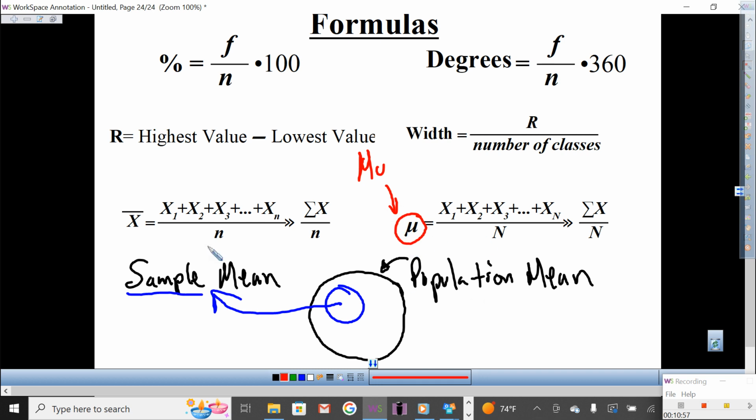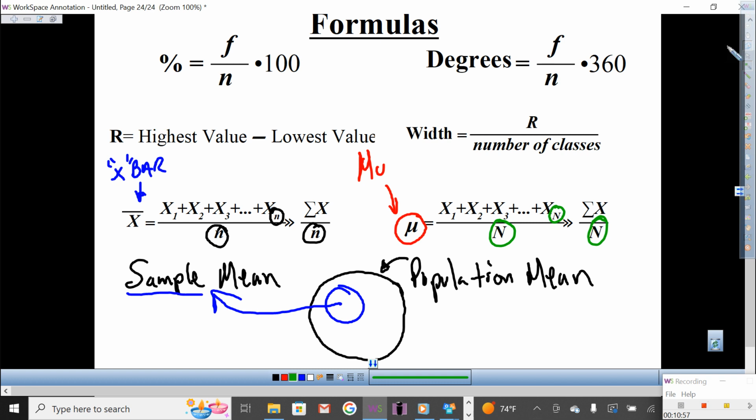Okay, but this is for the population, and over here we use what is known as X bar. That's how we pronounce it, X bar. Okay? What else do you notice? That for the sample mean, we have a lowercase n, and for the population, we have an uppercase N for the total number of items. Okay? All right. We good?